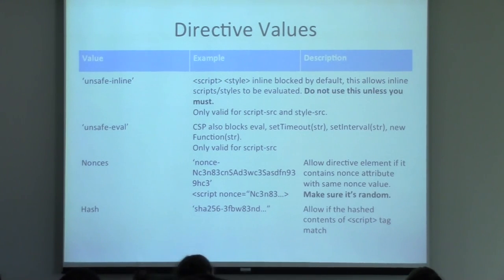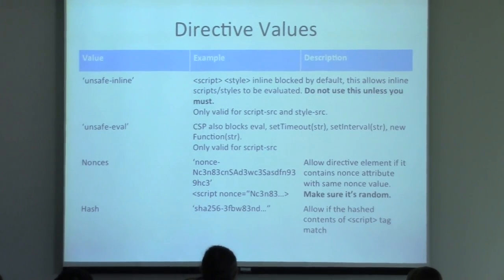If you, for some reason, must have inline JavaScript or style sheets, you can use this directive called unsafe-inline, and that'll allow you to do this. You lose a lot of the security benefits of CSP. There are other reasons to still use CSP besides this XSS protection, like we talked about XFO and XSS protection headers. But the main benefit of CSP is XSS, and having unsafe-inline kind of negates that. There's also unsafe-eval. CSP by default blocks eval, setTimeout, setInterval, and new Function when used in string format. This just allows arbitrary execution of code. You can still use setTimeout and setInterval with a function, just not with a string.